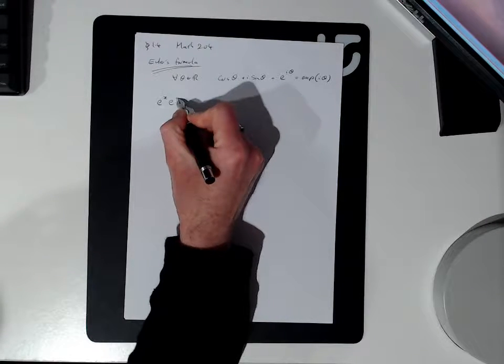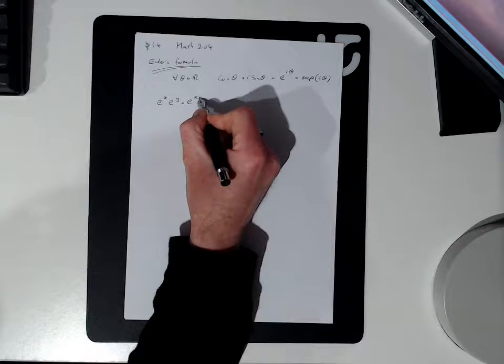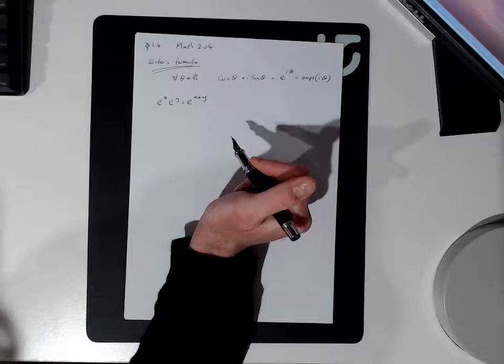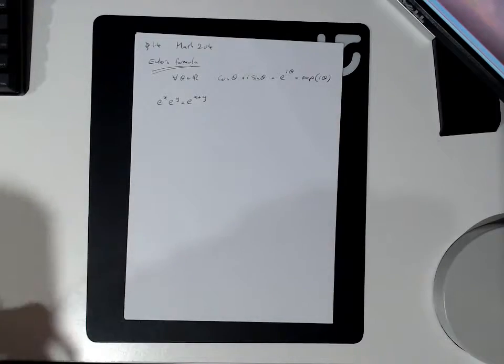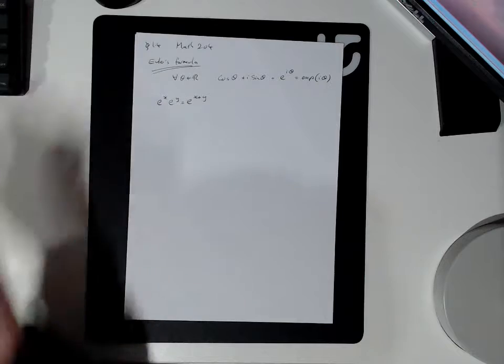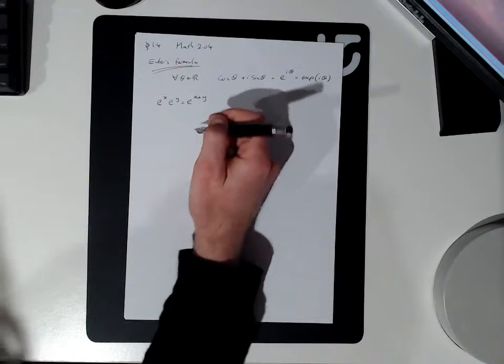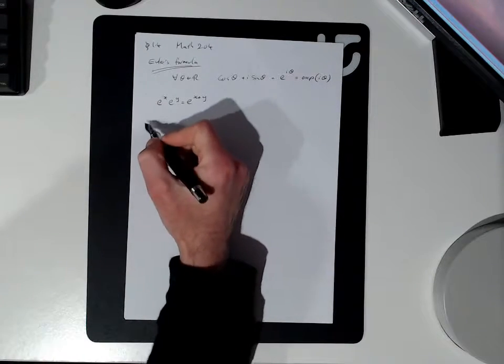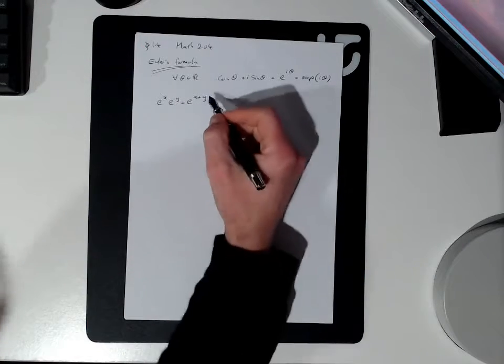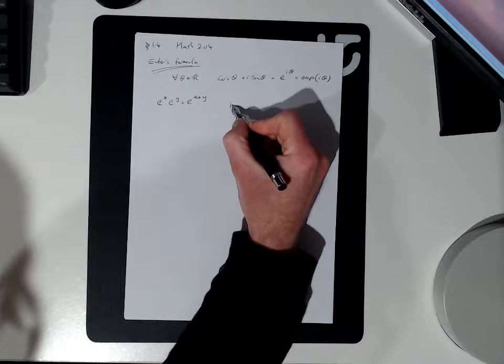e^x times e^y is e^(x+y). Okay, so that auto-focusing stuff should be fixed. Okay, so notice that the thing on top adds, right? And this is related to the logarithm rule.